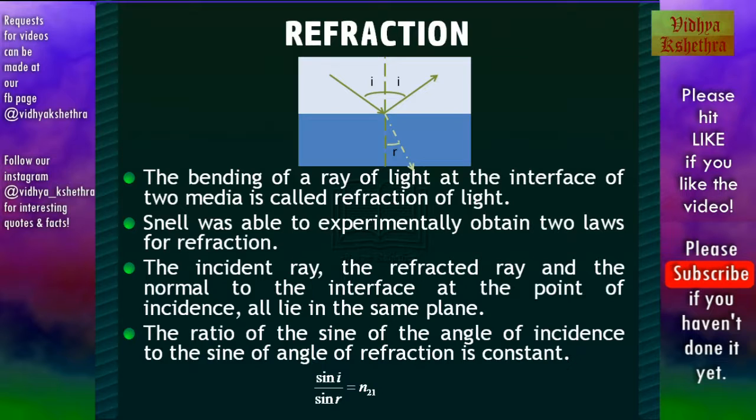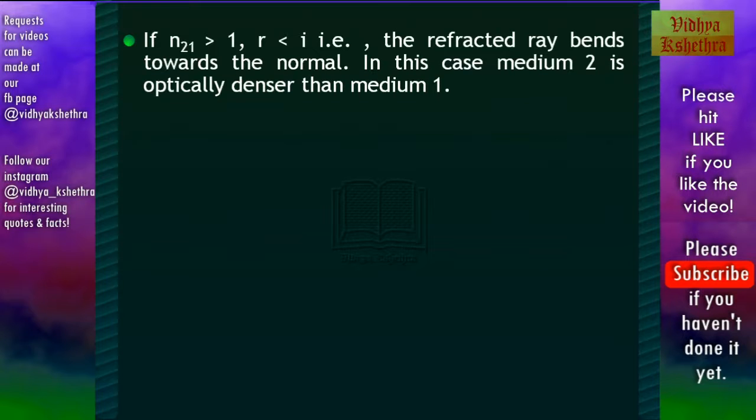Now, based on the optical density of the two media involved in the phenomenon of refraction, we can see whether the refracted ray moves towards the normal or away from the normal. That is, if n21 is greater than 1, the refracted angle is lesser than the incident angle. That is, the refracted ray bends towards the normal. In this case, medium 2 is optically denser than medium 1, and hence light travels slower in medium 2.